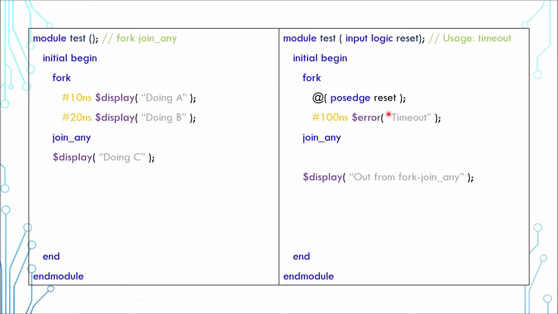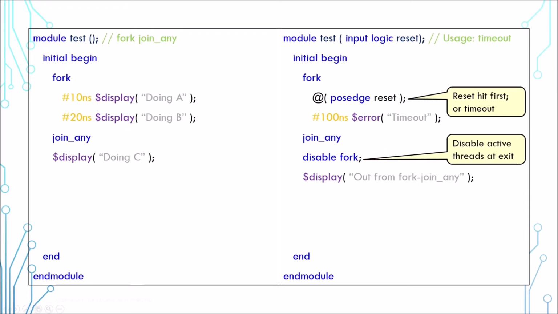The example here is waiting for a reset or a timeout when 100 nanoseconds hit. Let's say reset comes first, the code will move on from the fork join any construct. The problem is that the timeout thread is still ongoing. To stop the timeout thread, we can put a disable fork statement here.